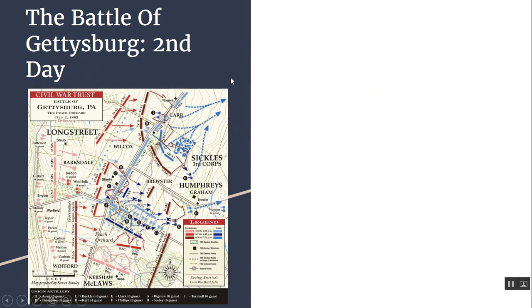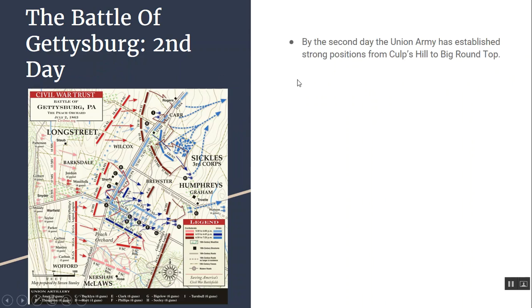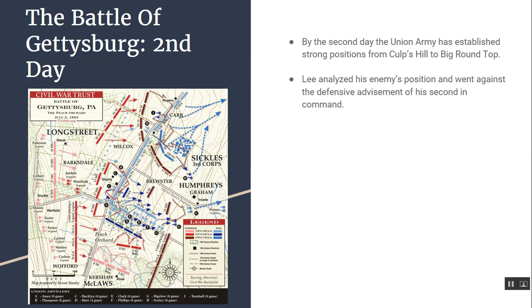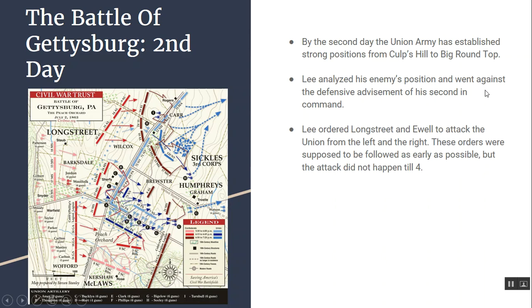The Battle of Gettysburg, second day. By the second day, the Union Army has established strong positions from Culp's Hill to Big Round Top. Lee analyzed his enemy's position and went against the defensive advisement of his second-in-command. Lee ordered Longstreet and Ewell to attack the Union from the left and the right.